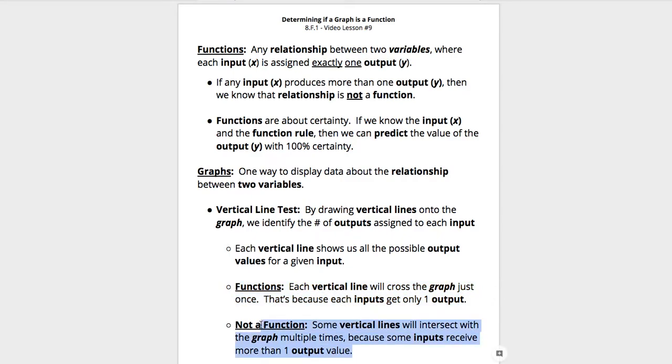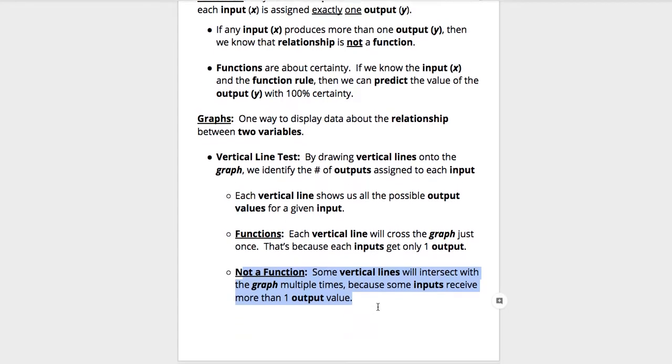But if it's not a function, some of the vertical lines will intersect with or cross our graph multiple times because some of the inputs are going to be receiving more than one output, which is the reason it's not a function. Let's look at some examples.